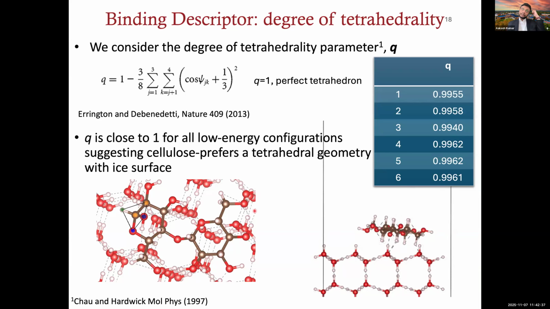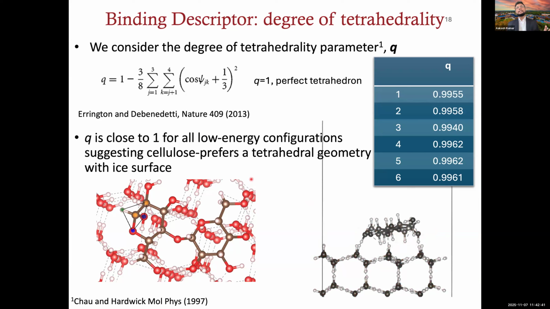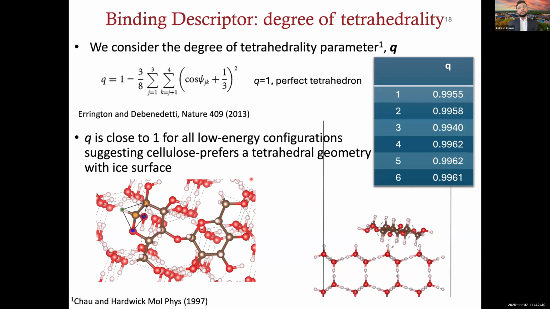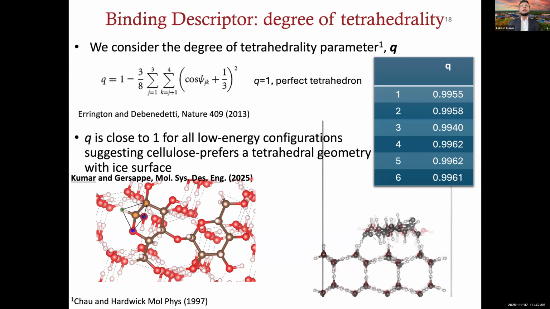We do believe that it means that cellulose prefers a tetrahedral geometry with the ice surface, which is not surprising if you think about it, because ice and water also have a tetrahedral geometry. So it is natural that they prefer forming a tetrahedral geometry with a closely compatible system, if it is not ice and water on its own. And this is what we also published in this work that I had mentioned.